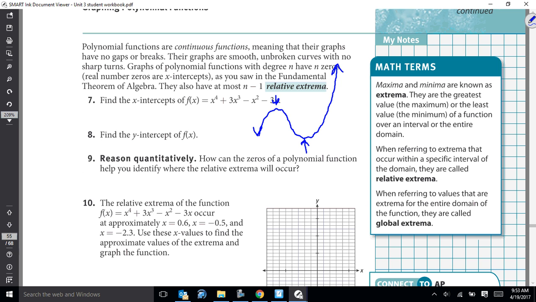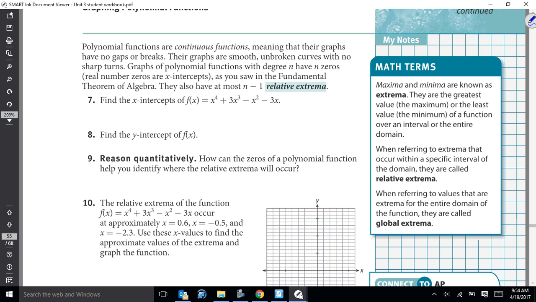So number 7, find the x-intercepts of f of x equals x to the 4th plus 3x cubed minus 2x minus 3. So just kind of talking about what we know about the shape of this graph. What do we know about the end behavior? They're both up, right? Both even and positive. How many zeros can it have? It can have 4. How many turning points, how many relative extrema? 3. So already, without even graphing it on the computer, we have an idea of what it's going to look like, right?